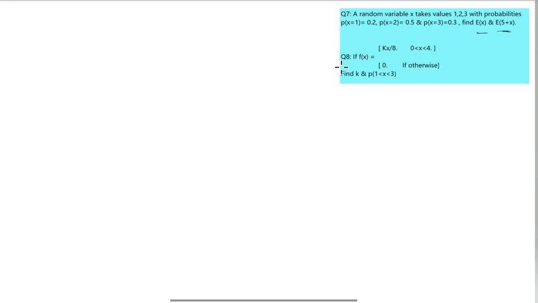Alright, so for question 8 now, let me just rewrite this out so it is clearer. If f of x is equal to kx over 8, for x ranging from 0 to 4, this is telling us that x is between 0 and 4, and f of x is 0 otherwise. Don't mind my writing. So now we're asked to find k and find the probability between 1 and 3.